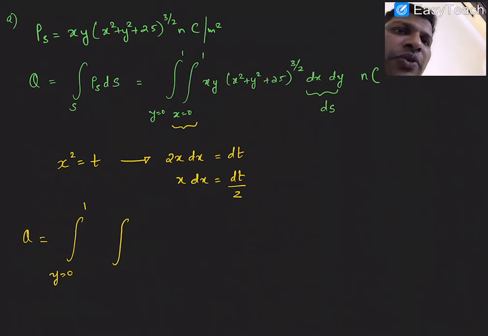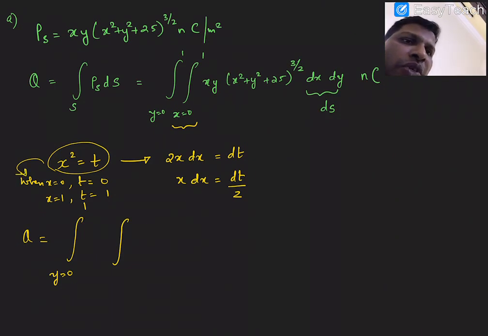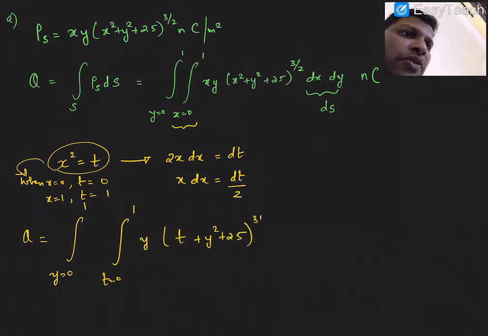So when x is equal to 0, you will get t is equal to x square, that means t equal to 0. When x is equal to 1, you will get t equal to 1. This is because of this relation. So t changes from 0 to 1. Then you have y. Then you have already put x square is equal to t, so t plus y square plus 25 whole power 3 by 2.